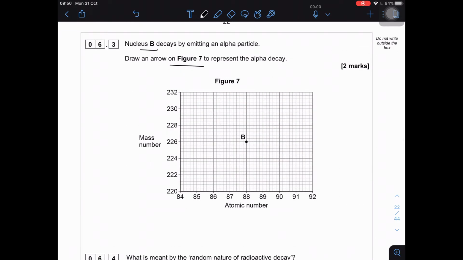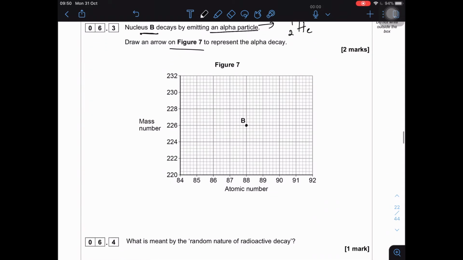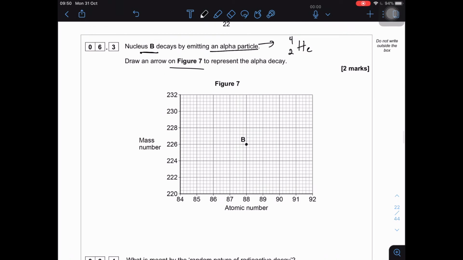Okay, here nucleus B decays by emitting an alpha particle. So it's a radiation and it's giving out alpha particles. Now remember, what's an alpha particle? If you go back, you will find that alpha particle is essentially helium atom, and helium has a mass number of 4 and an atomic number of 2. So the atomic number is reducing by 2. Here the atomic number is 88, so it will be 86.